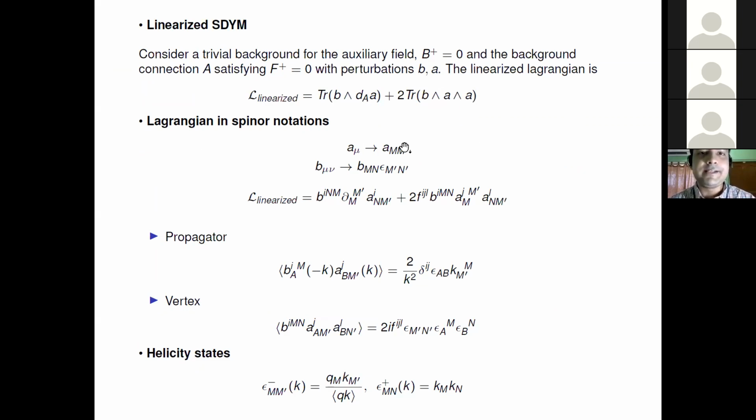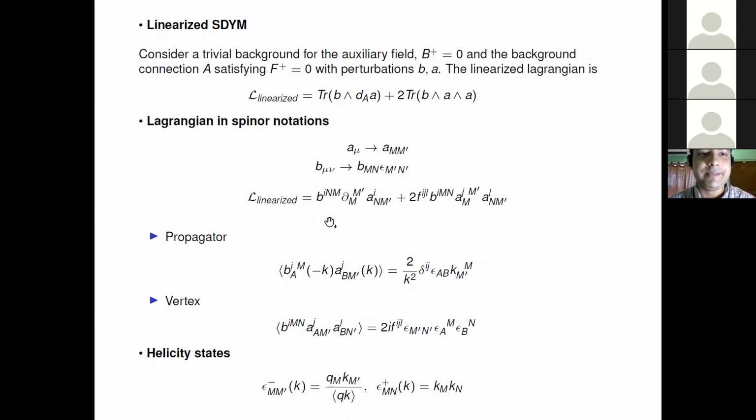And the Lagrangian in spinor notations, so first of all, we transform all these things into spinor notations because the entire talk will be in spinor notations. So mu goes to MM prime, B mu nu goes to B MN epsilon M prime N prime, because B mu nu is a self-dual field. So it is just the self-dual component that is there. The other component, B M prime N prime epsilon MN, is not there. And then the linearized Lagrangian reads like this: BDA plus 2 F IJKL BAA.